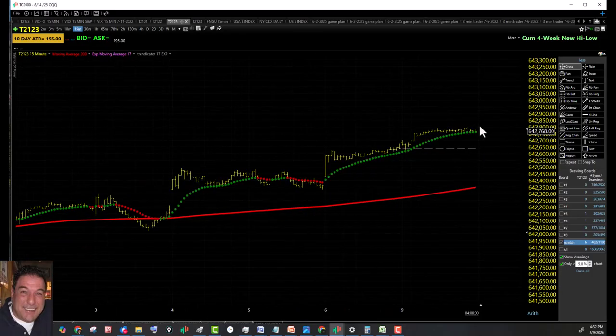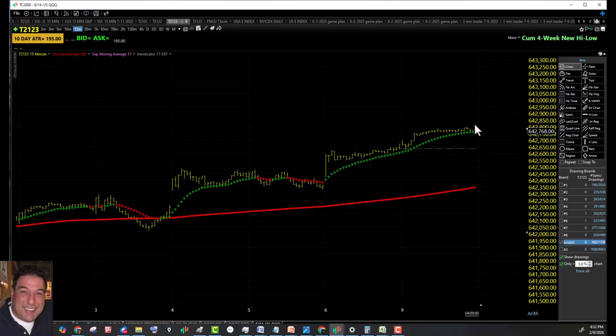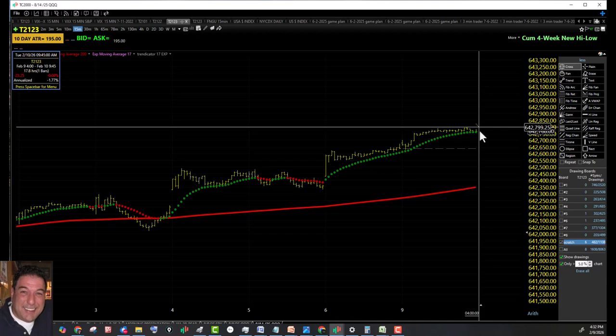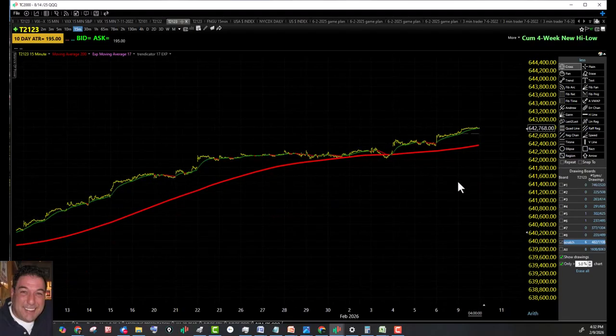T2123, guess what? New all-time high again today. We did it Friday. Here we are again doing it today. Up over the rising 200 SMA. 15-minute is clearly in an uptrend and bullish.